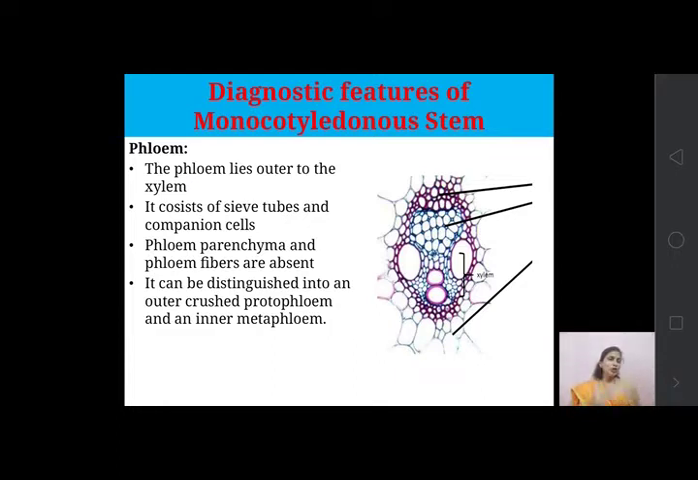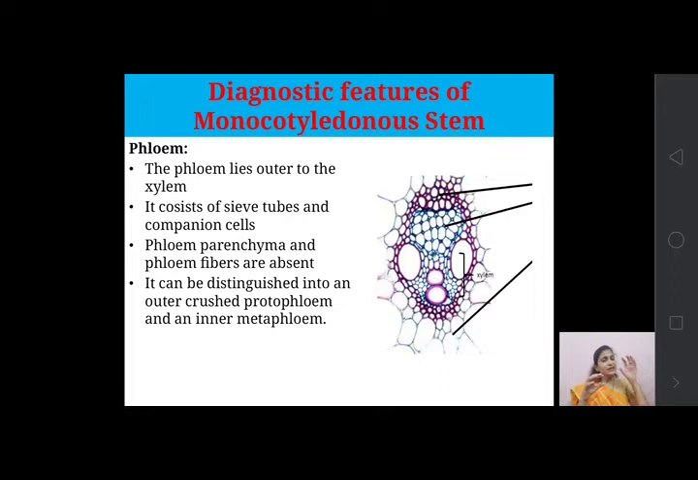Below the hypodermis, there is the ground tissue. That ground tissue is not differentiated into cortex and stele region. So the whole portion other than the hypodermis, all the internal portion, is made up of this parenchymatous ground tissue. It is made up of parenchymatous thin-walled cells, hence intercellular spaces are present. They are responsible for storage of water and food material.